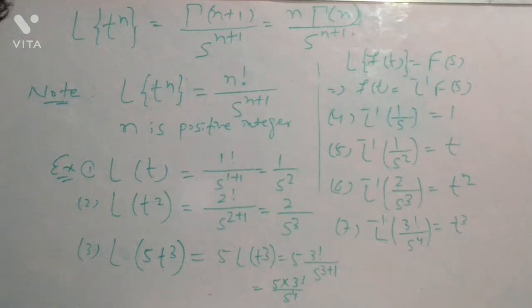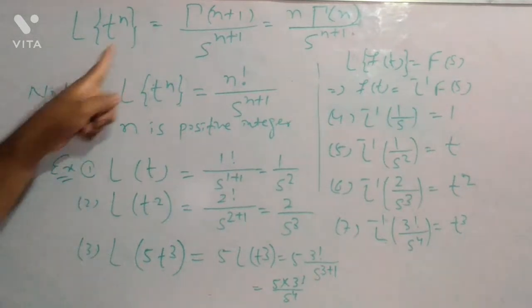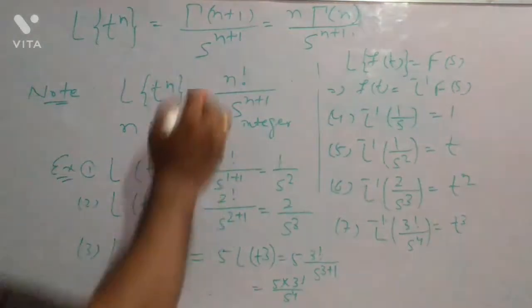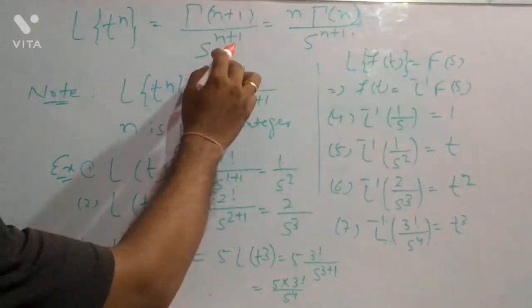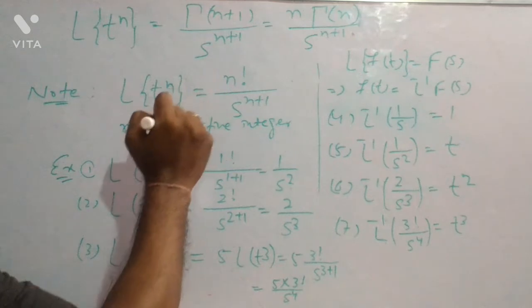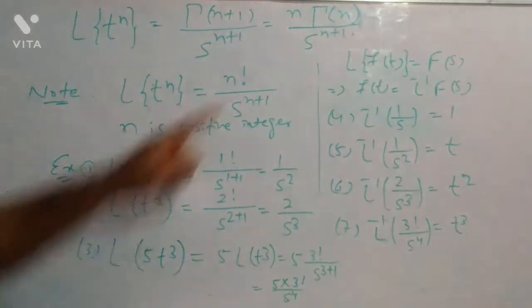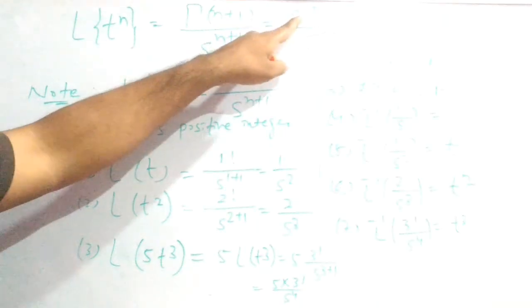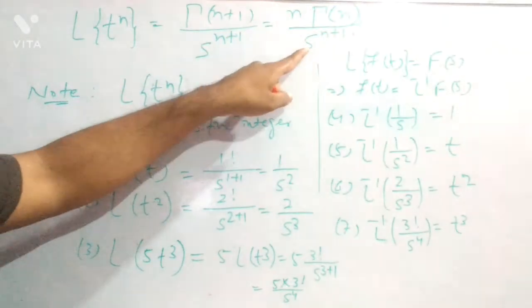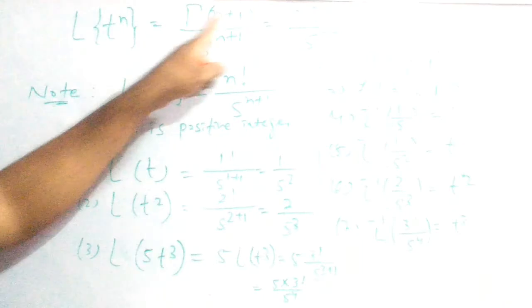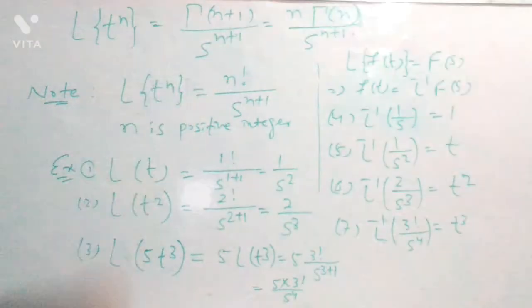So in the previous example, what we got? Laplace of t to the power n is equal to gamma n plus 1 by s to the power n plus 1, and from the property of the gamma function, we know that it is n gamma n divided by s to the power n plus 1, because gamma n plus 1 is n gamma n.